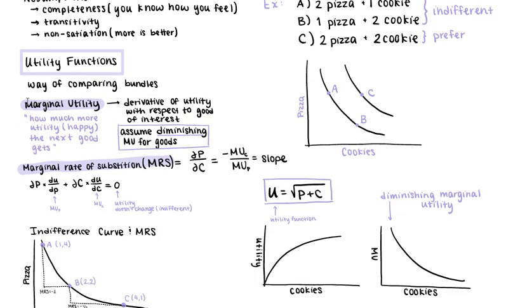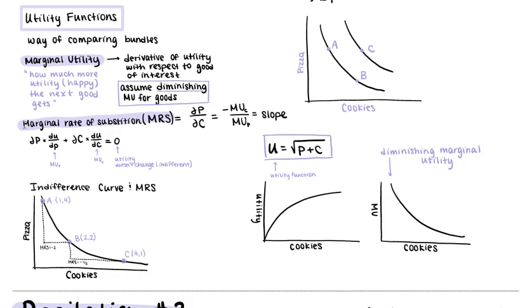So the key concept here is marginal utility. It's the derivative of utility with respect to the good of interest. And we assume diminishing marginal utility for goods. It's how much more utility or happiness the next good gives you. That means when you pay for another good, how much utility you get from that.